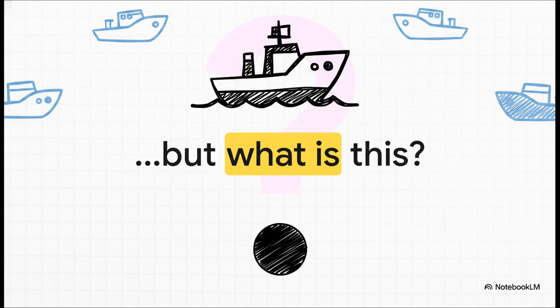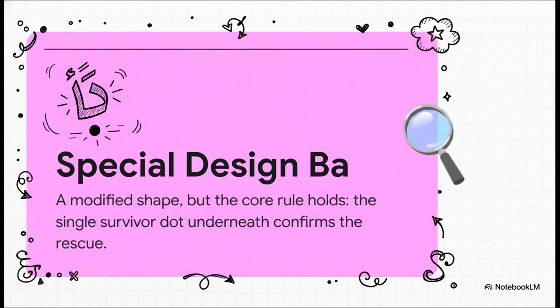Okay, hold on. As we keep scanning, we come across something a little tricky. We've got a dot at the bottom, which is our signal, but the shape on top looks a little different from the boat shapes we've seen so far. So what is this? This is a fantastic find. It's what the source calls a special design. Sometimes the calligraphy, the artistic style of the writing, just changes the shape a little bit. But our core rule still holds true. The single survivor dot underneath confirms the rescue. That is definitely a Ba.